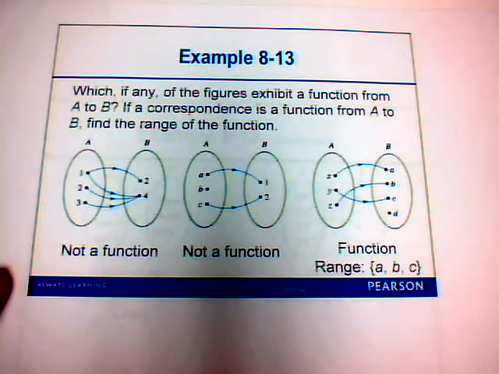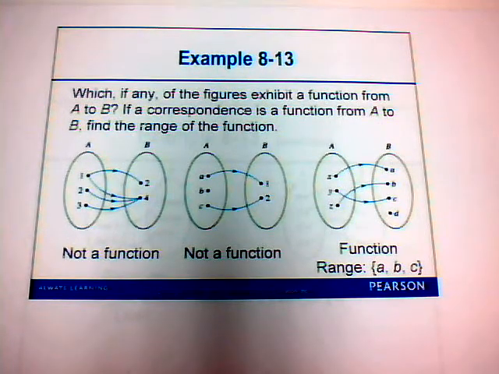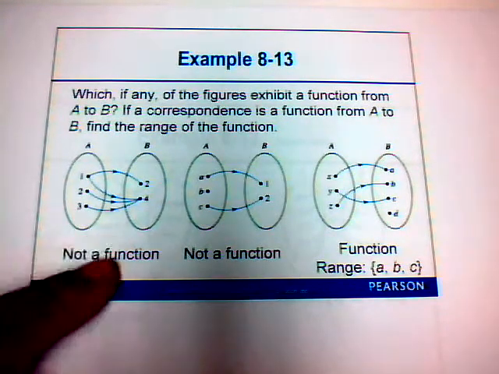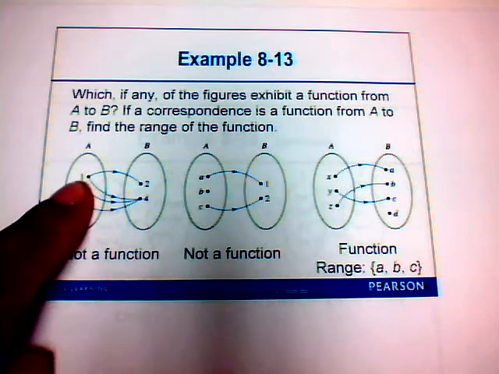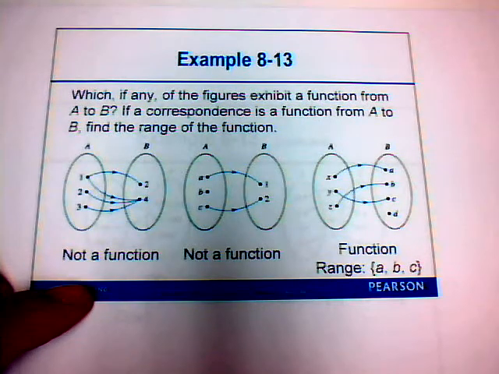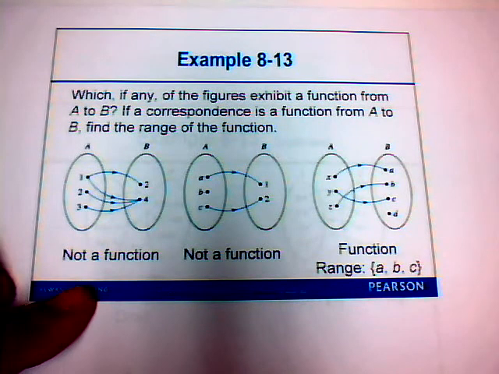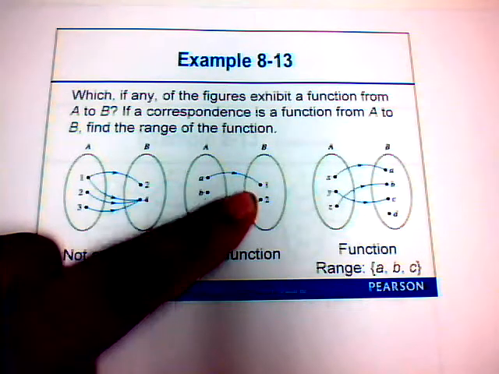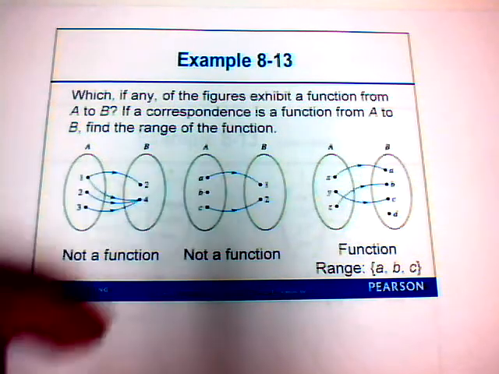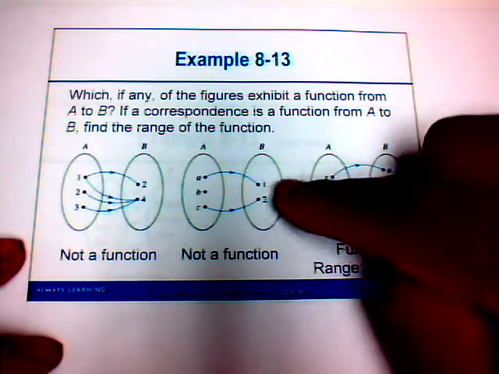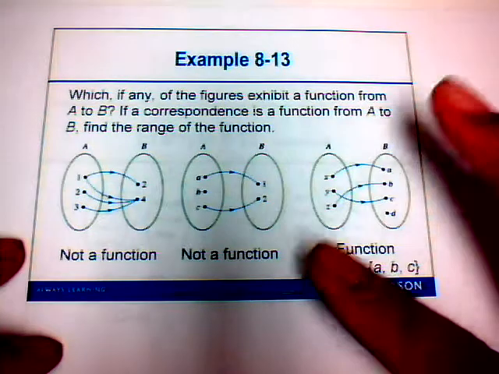Which, if any, of the figures exhibit a function from A to B? If a correspondence is a function from A to B, find the range of the function. Okay? This one on the left is not a function. Notice that 1 is paired with 2 and with 4. So that would not represent a function. The one in the middle is not a function. Well, here A is paired with 1 and C is paired with 2, but B is not paired with anything because there is no correspondence for B with something in the range. So that's not a function.